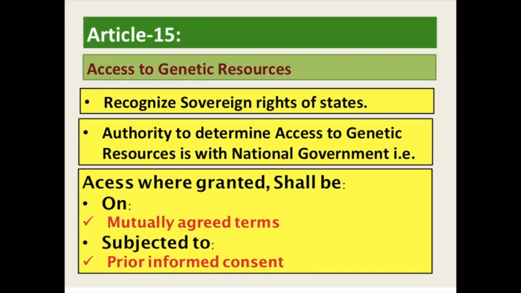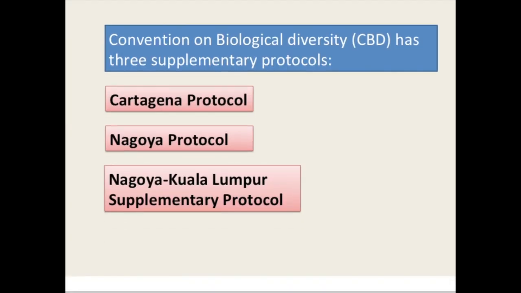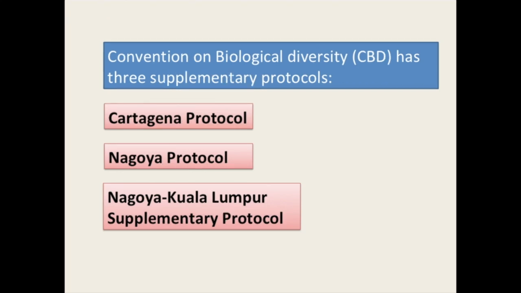And it emphasizes biotechnology research, especially for those contracting parties which are developing countries and provide their genetic resources. The Convention on Biological Diversity has three supplementary protocols. These are Cartagena Protocol, Nagoya Protocol, and Nagoya Kuala Lumpur Supplementary Protocol. I have already prepared the video on Cartagena Protocol. I have already posted the first lecture under UG-PG series on Cartagena Protocol. In brief, Cartagena Protocol deals with the safe handling, safe transfer, and safe use of living modified organisms produced as a result of modern biotechnology approach.